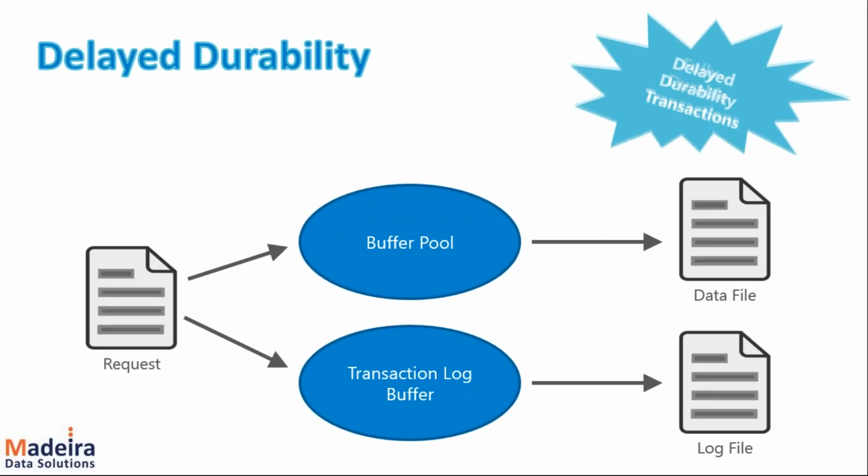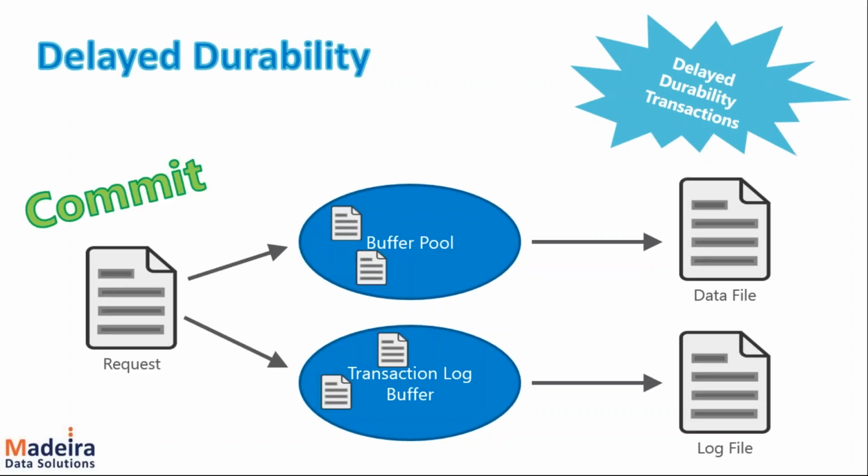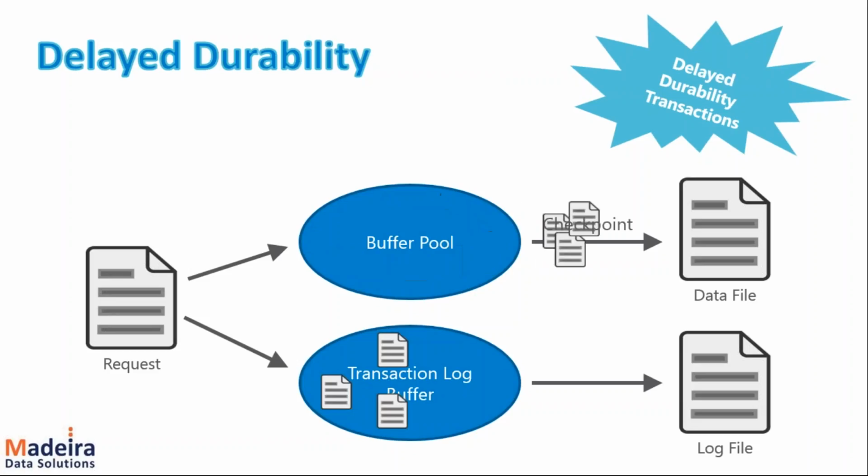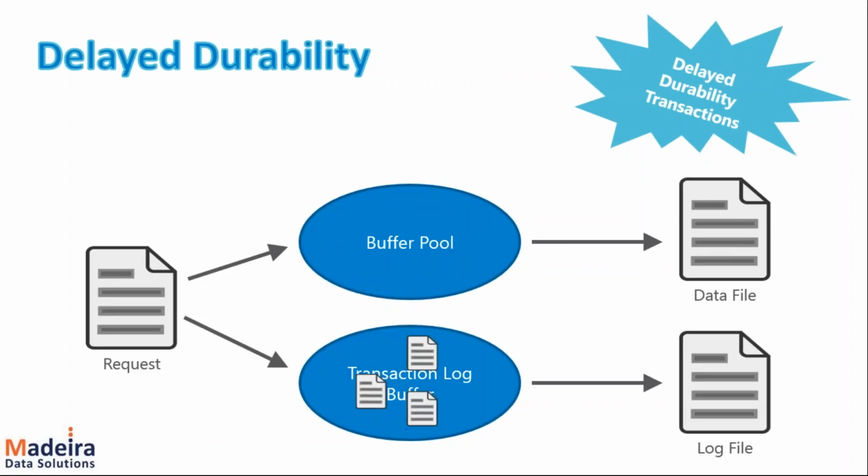In 2014, we can choose to use delayed durability transactions, and if we use that, it means that as soon as we have a request, as soon as the request is written in the transaction log buffer in memory, we get a commit instantly. The transaction log buffer will fill up, and at some point, when it's filled up, the content of the transaction log buffer will go into disk. So we have much fewer round trips to the transaction log file on disk.